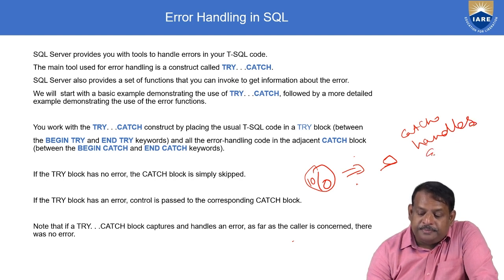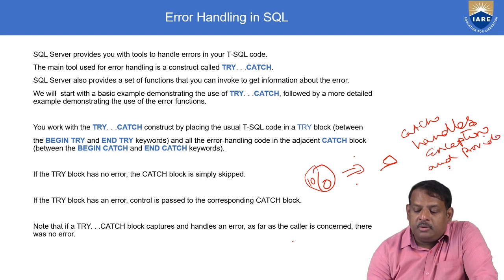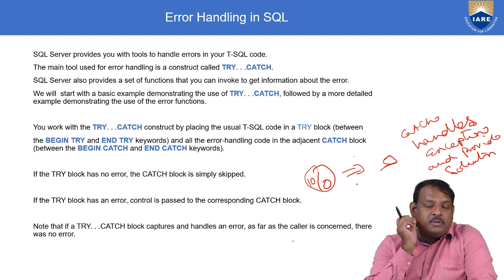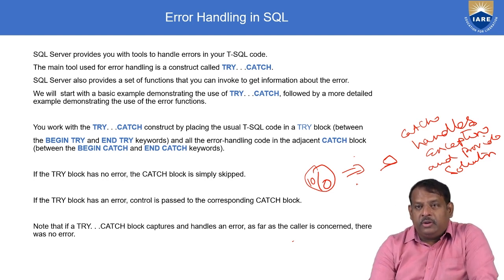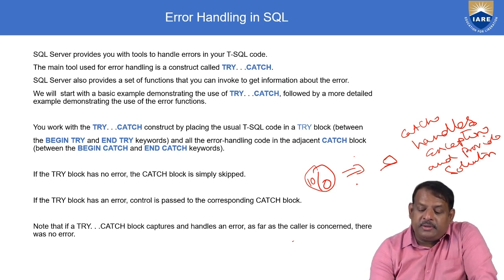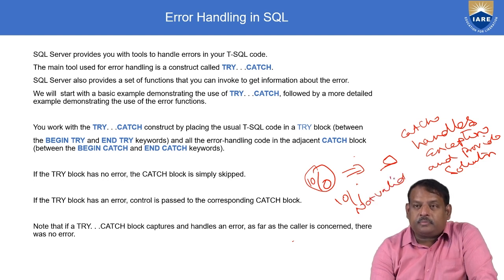You will handle the exception and provide a solution. So what could be the solution here? Dividing 10 by 0 is not valid and gives an error. It goes to the catch block. You say that if I get this error, do this. Then you might replace 10 by 0 with 10 by 1, or you will say this is not valid, so please try once again.